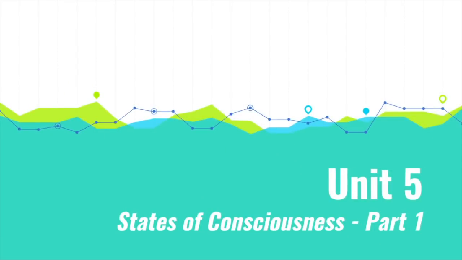And today we're adumbrating the first half of Unit 5, States of Consciousness, in Myers' Psychology for AP textbook. Let's get started. All right, Abe, start us off.